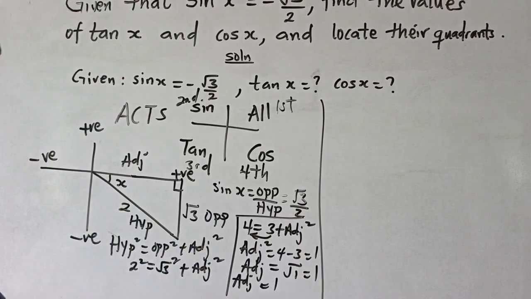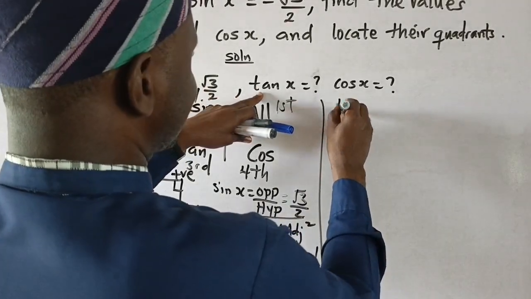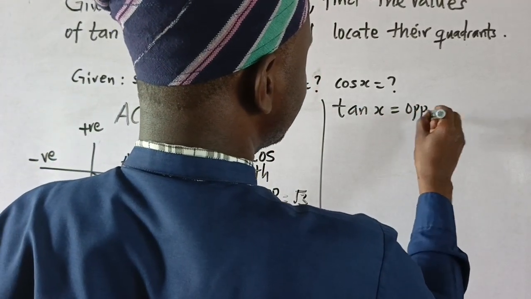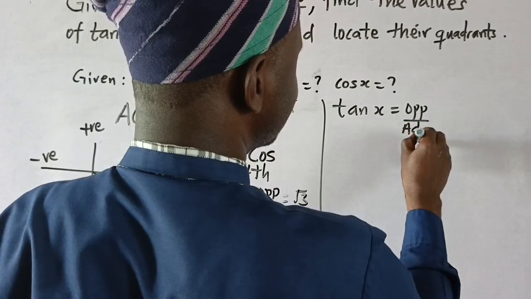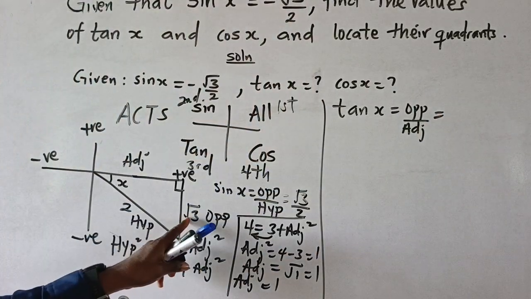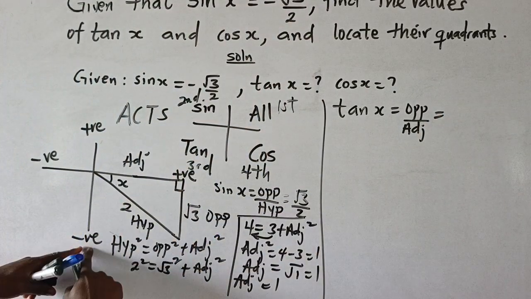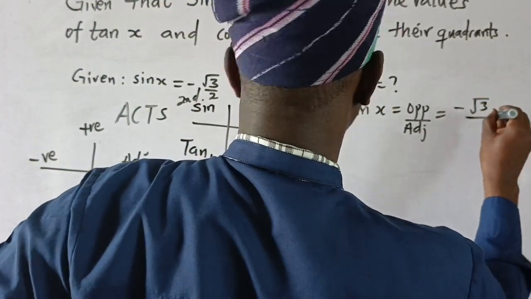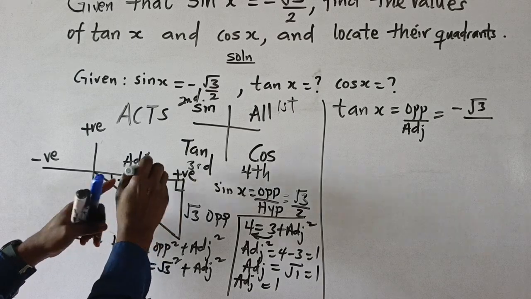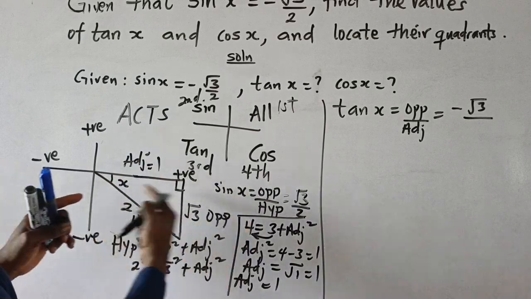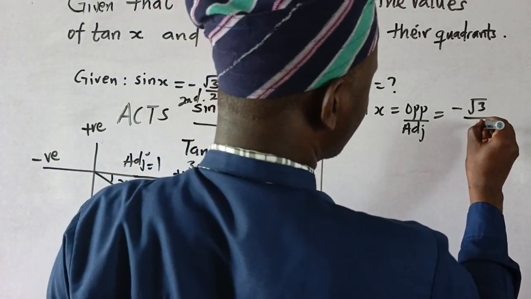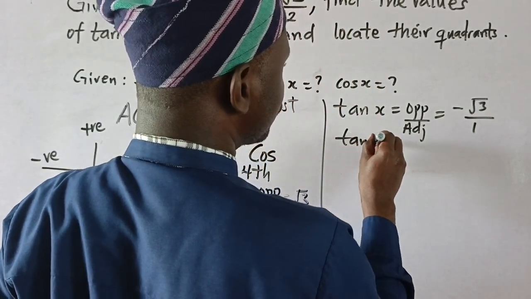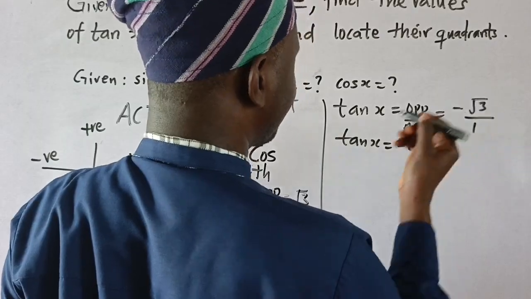So in continuation, we want to calculate the tangent. Tan of an angle, tan x equals to opposite divided by adjacent. Now here, opposite is root 3, but along the negative side of y. So we have minus root 3 divided by adjacent is 1. We have adjacent here to be 1 along the positive side of x. So we have plus 1. We have 1 here. So when we divide, we have tan x to be minus root 3.